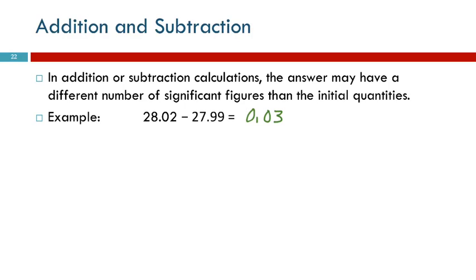It only happens with adding and subtracting. You can end up with a number with fewer sig figs or more sig figs than any of the numbers you're adding and subtracting. That's not going to happen in multiplying and dividing. It's always going to be the same number as the smallest.